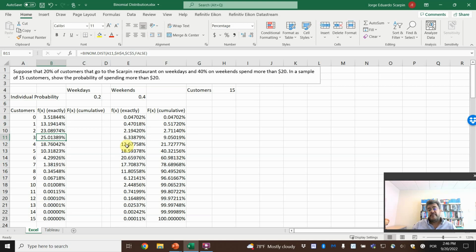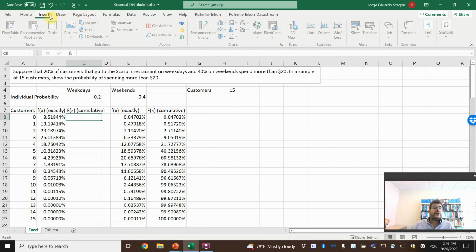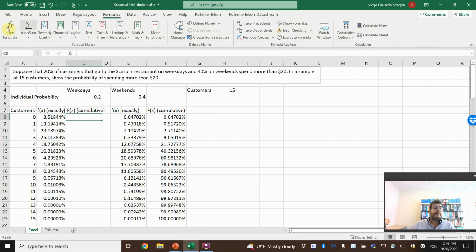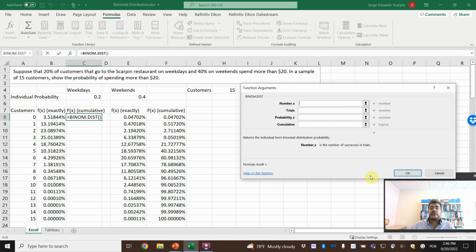But here there is also the cumulative. We can do it in 2 ways. Just like any other cumulative, beginning balance plus the next values, and so on, and we can go on that. Or we can use the binomial distribution again, and if we go to most recently used, it will be the first one.